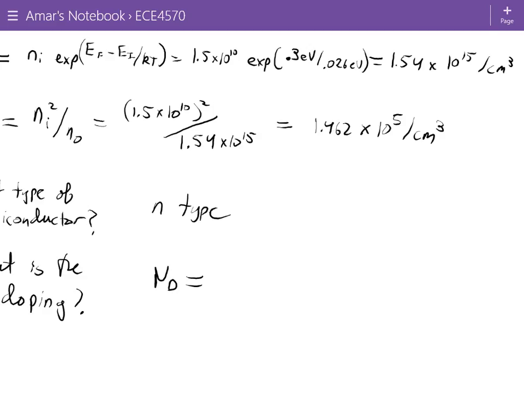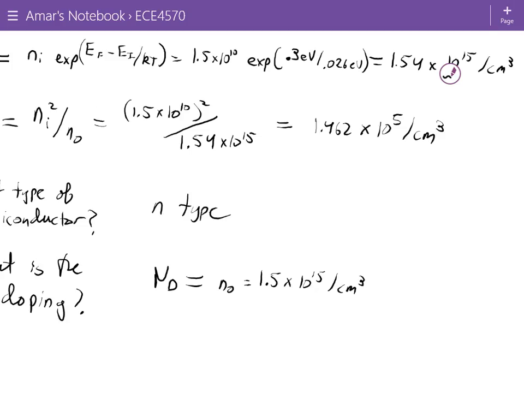It's not equal to p0. It's equal to n0. In an n-type semiconductor, Nd is equal to n0, 1.5 times 10 to the 15th.